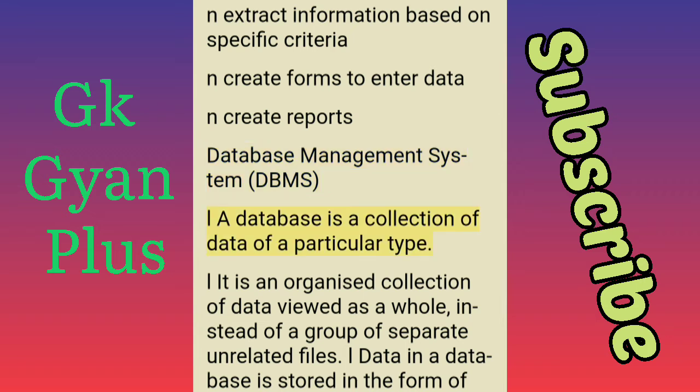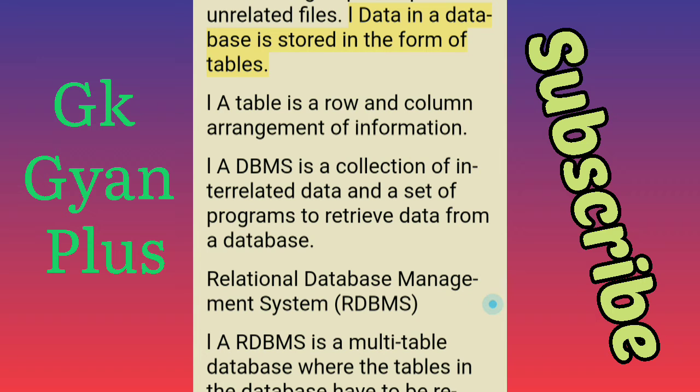A database is a collection of data of a particular type. It is an organized collection of data viewed as a whole, instead of a group of separate unrelated files. Data in a database is stored in the form of tables. A table is a row and column arrangement of information. DBMS is a collection of interrelated data and a set of programs to retrieve data from a database. Relational Database Management System (RDBMS).